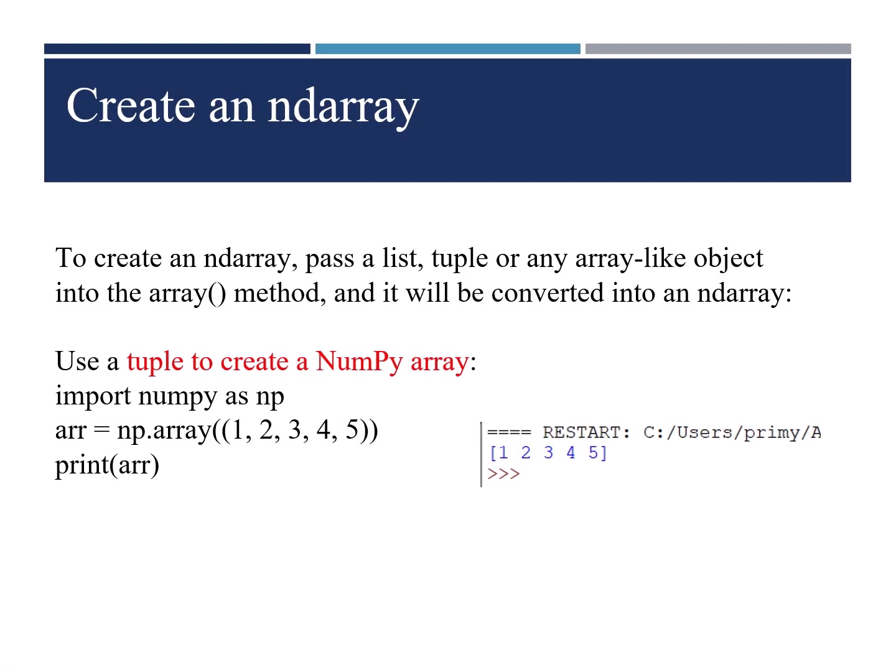Using a tuple to create a NumPy array. Import numpy as np, and arr equal to np.array of, we use two brackets, and within the nested bracket we have the collection of values 1, 2, 3, 4, and 5. Now this is a tuple. With the help of the tuple, the array has been created.